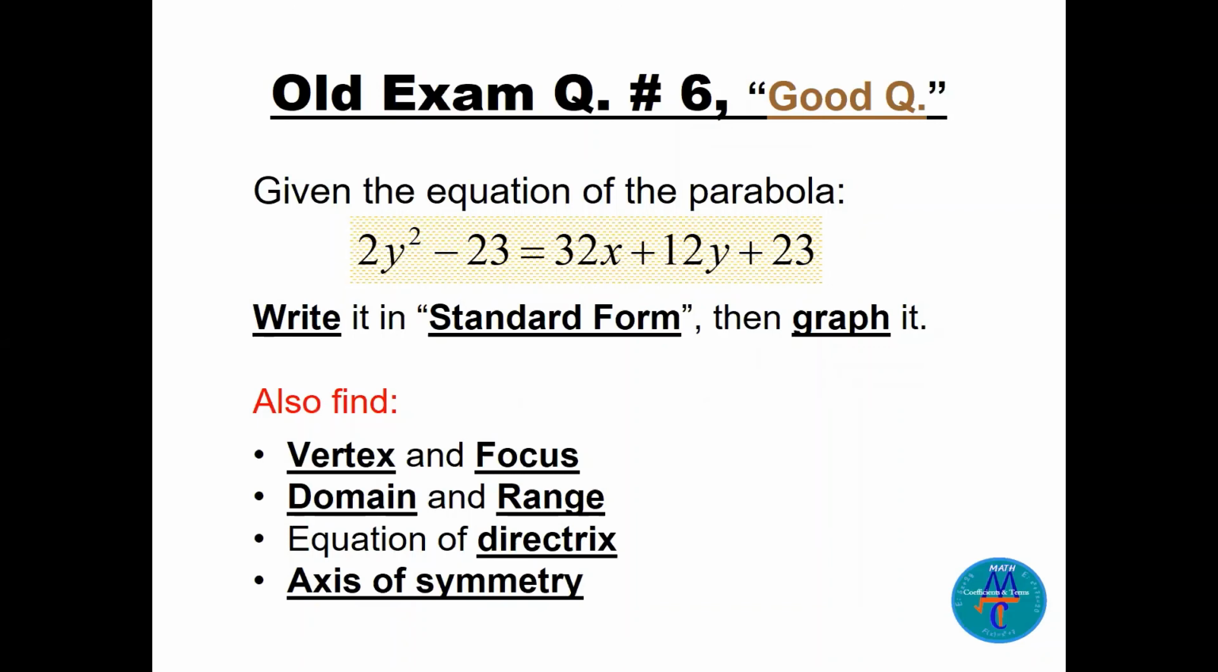Question number 6, given the equation of the parabola, 2y squared minus 23 is equal to 32x plus 12y plus 23. Write it in standard form, then answer these questions. So you have to complete the square, remember that?